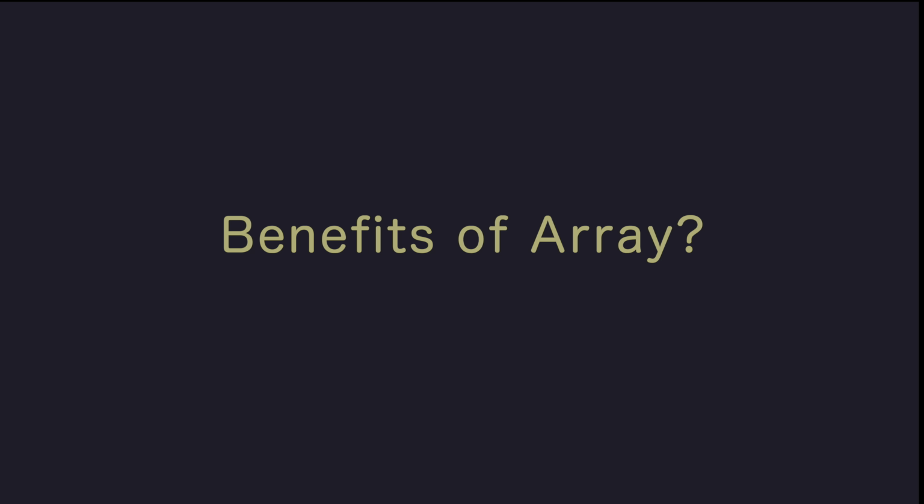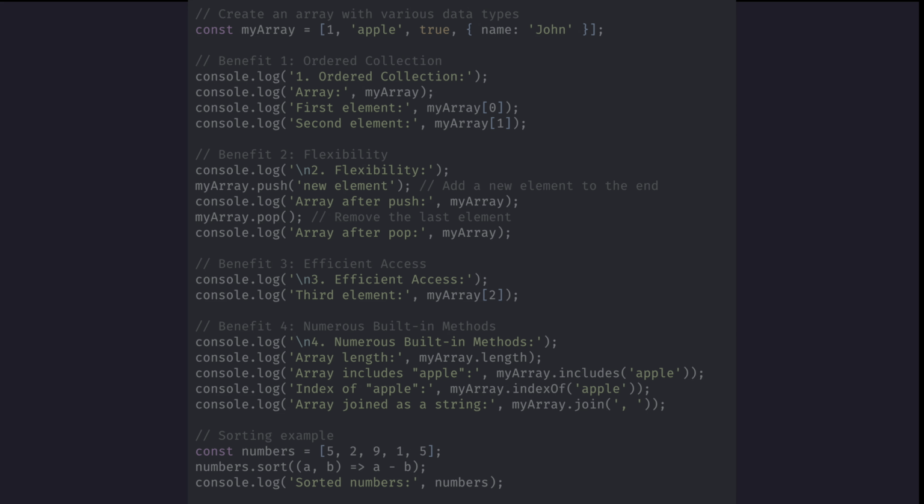Arrays provide several benefits in JavaScript. First one, the ordered collection. Arrays maintain the order of the elements, making it easy to access and manipulate them based on their position. Second, flexibility. Arrays can hold different data types and can be resized dynamically. Third, efficient access. Elements in an array can be accessed by their index, which allows for efficient retrieval.